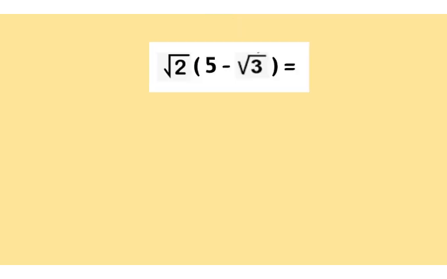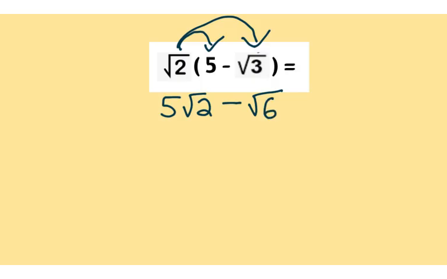So I leave it. Next, we have a radical on the outside, but I'm going to do the same strategy. I'm going to draw my arrows like an archer. Then I'm going to multiply radical 2 times 5, and that's going to be 5 radical 2. And next I'm going to multiply radical 2 times a negative radical 3, and that's going to give me a negative radical 6. And as you can see, I have different radicands inside the radical signs, and there's nothing more I can do because they're not like terms, and I am finished.